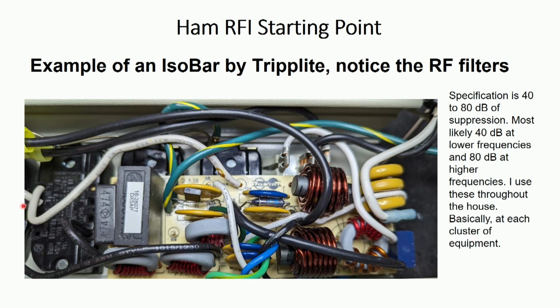Now, one of the things we talked about earlier was isobars. Here's a picture of the inside of a Tripp Lite isobar, and you'll notice that it's got capacitors and inductors. It's not just surge suppression; it's RFI filtering. It's anywhere from 40 to 80 dB of RF suppression, which is one of the other reasons I like it. Not only do they have lightning suppression, they've got RF suppression in it.